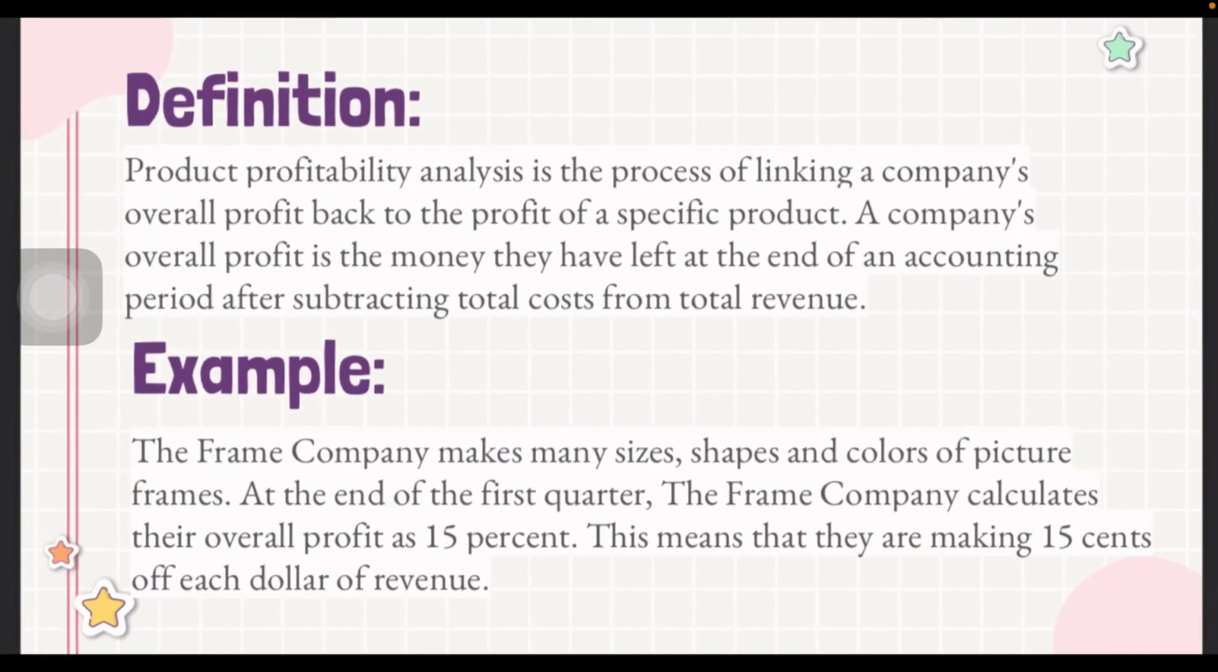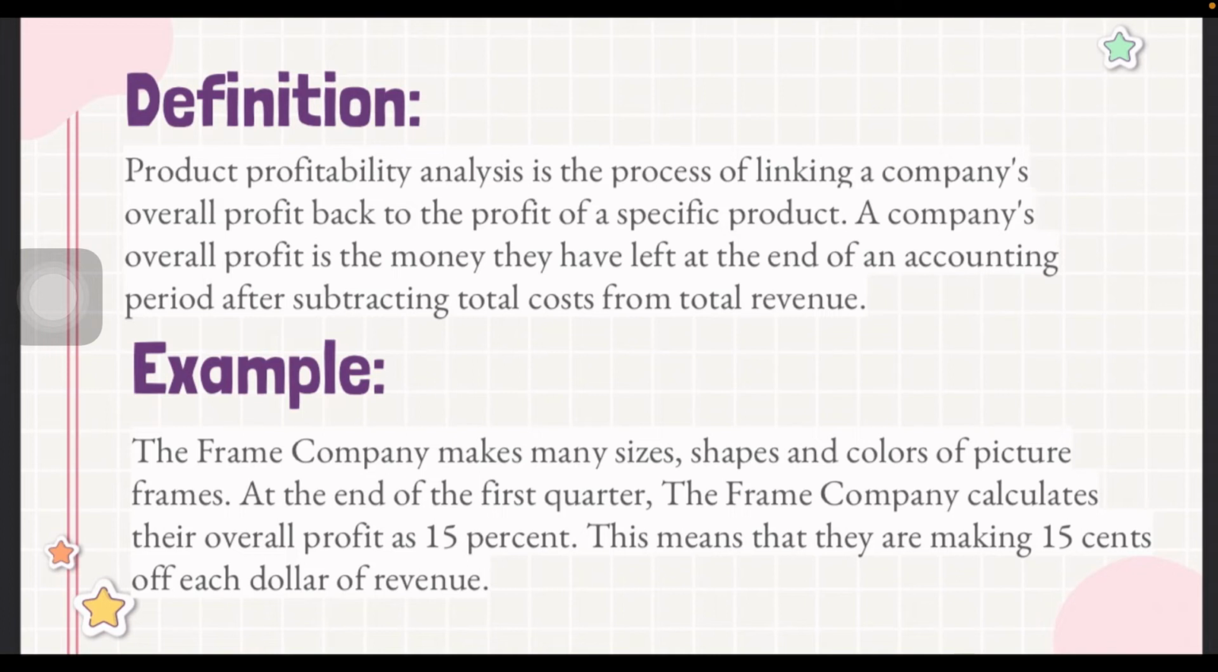Product profitability analysis is the process of linking a company's overall profit back to the profit of a specific product. A company's overall profit is the money they have left at the end of the accounting period after subtracting total cost from total revenue. For example, the frame company makes many sizes, shapes, and colors of a picture frame. At the end of the first quarter, the frame company calculates their overall profit as 15%. This means that they are making 50 cents of each dollar of revenue.